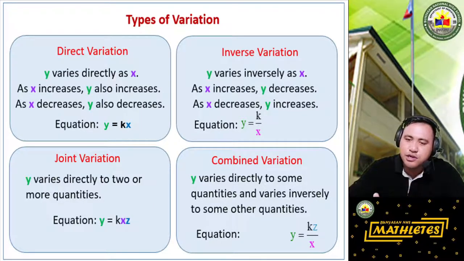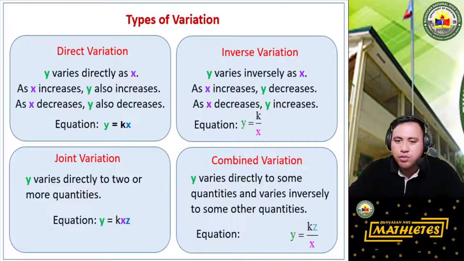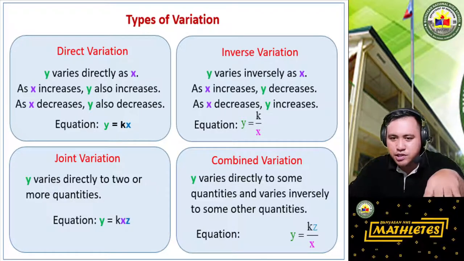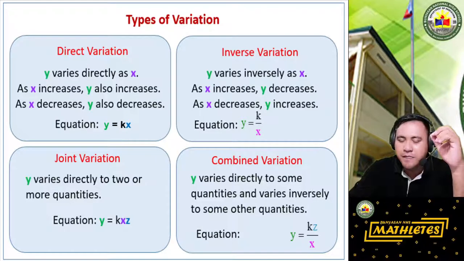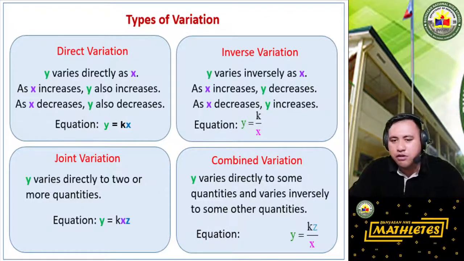Kung ilan kayo kakain sa isang pizza. Halimbawa, apat kayo. So, 12 yung slice, tig-3. Pero dumating yung 2 ninyong kaibigan, 6 na kayo. So, tig-2 na lang. As the number of persons increases, the number of slices decreases. Yun yung inverse, di ba? As x decreases, y increases. So, the equation is y is equal to k over x.